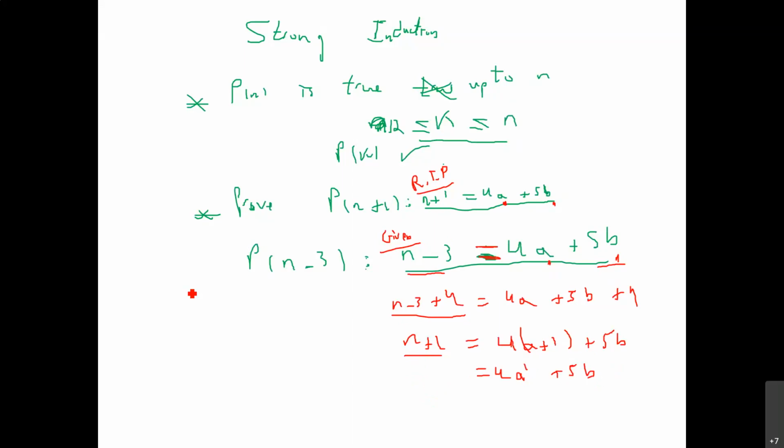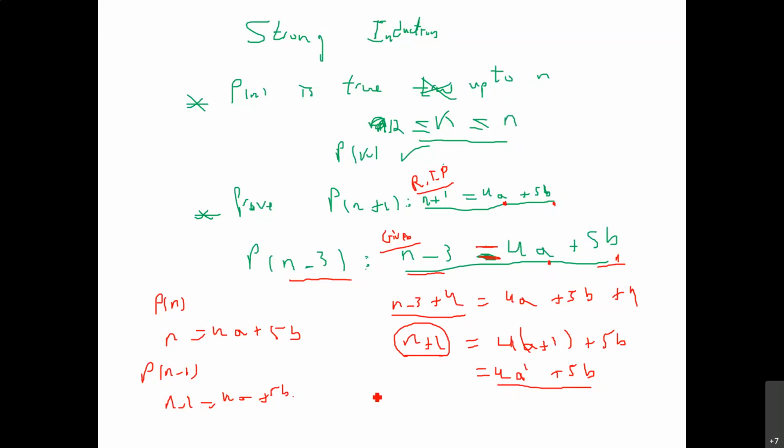But the fact is, P of n was not enough. P of n was saying n equals 4a plus 5b. P of n minus 1, same thing: n minus 1 equals 4a plus 5b. Not enough. We had to go all the way back to n minus 3 so that when I add plus 4 on each side, I get on the left-hand side n plus 1, which is what I want. And on the right-hand side, it gets fixed.